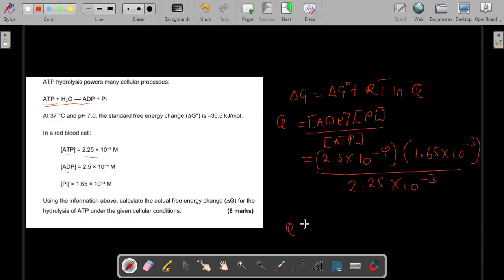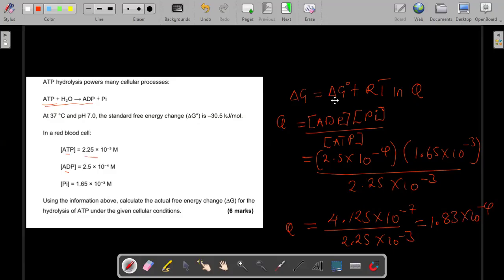Okay, so Q is going to be equal to the values on top there. We get our 2.5 times 10 to the power -4, multiplied with the 1.65 times 10 to the power -3. There I'm getting 4.125 times 10 to the power -7. Then I divide that with my 2.25 times 10 to the power -3. When I divide there, I'm getting 1.83 times 10 to the power -4. So that's the value of Q.